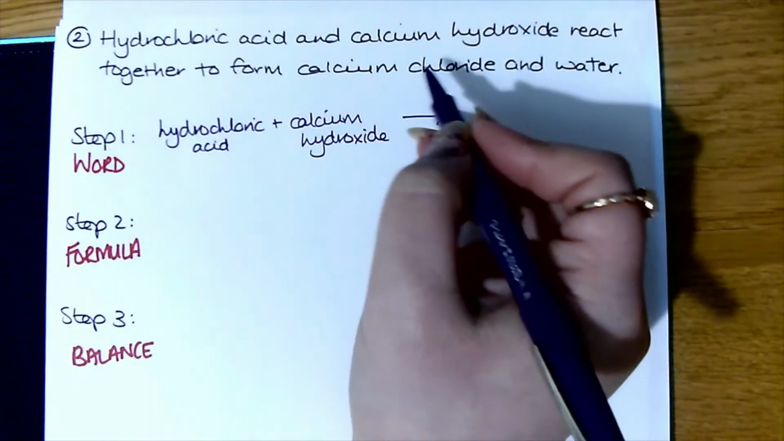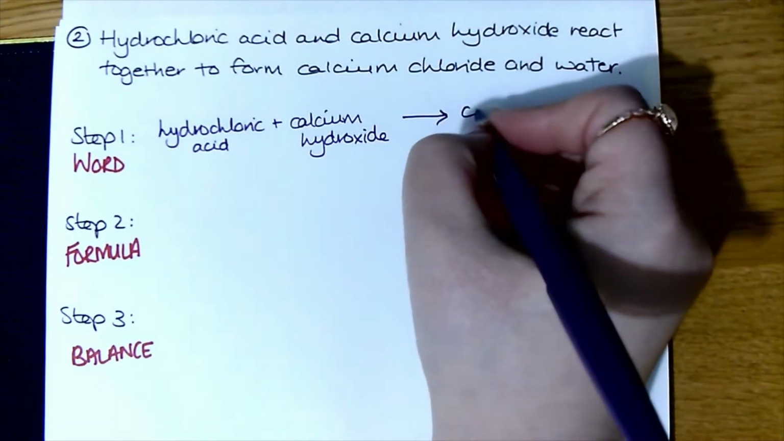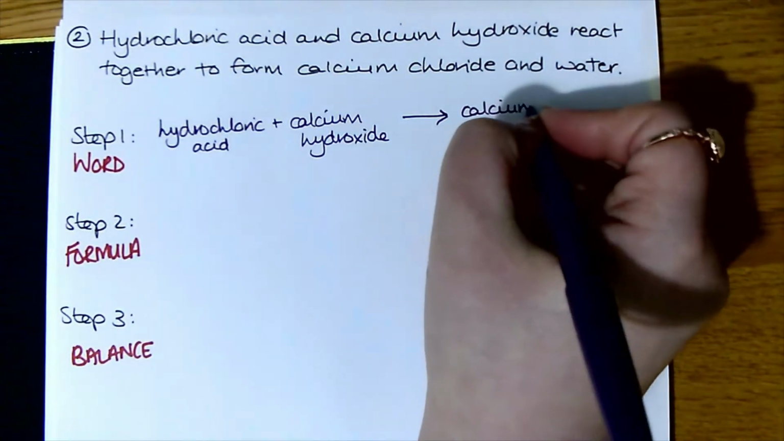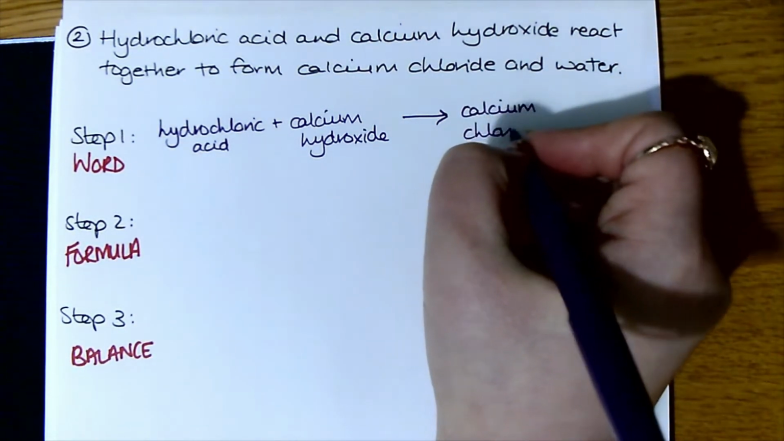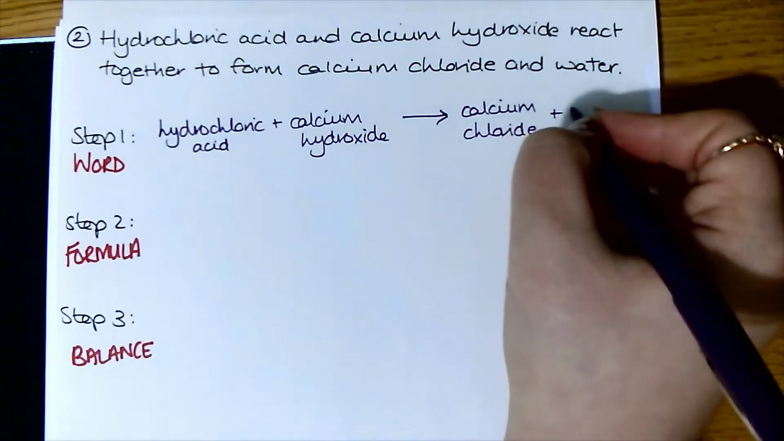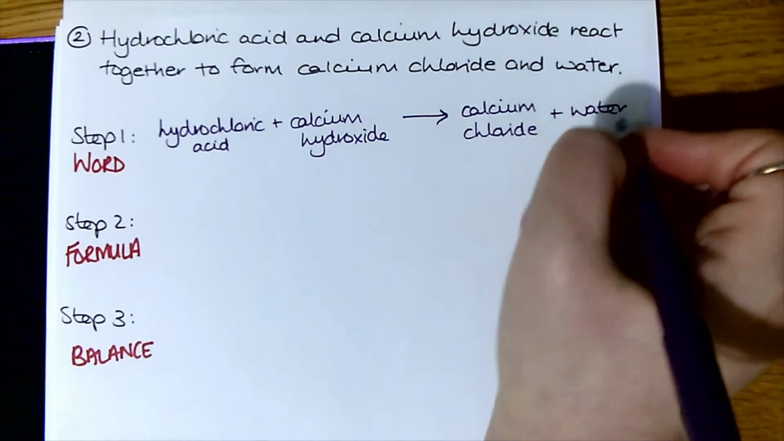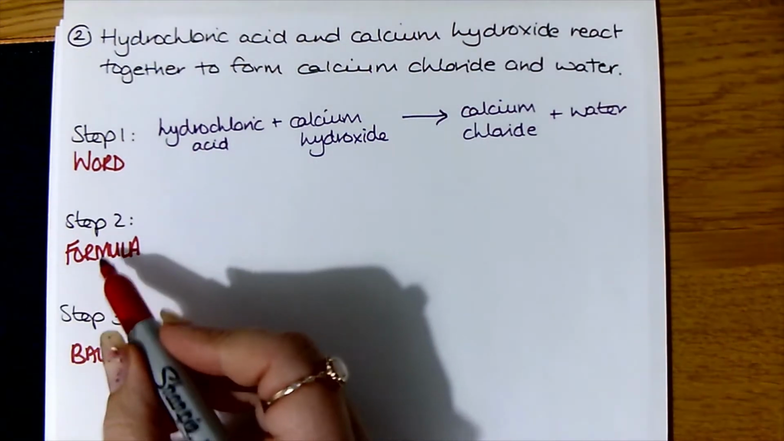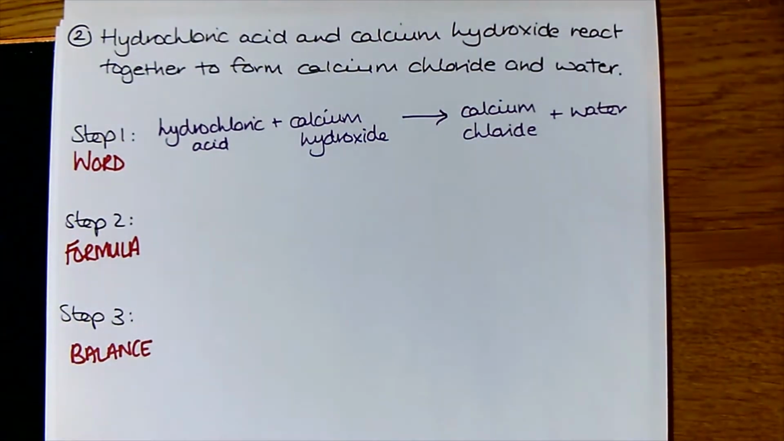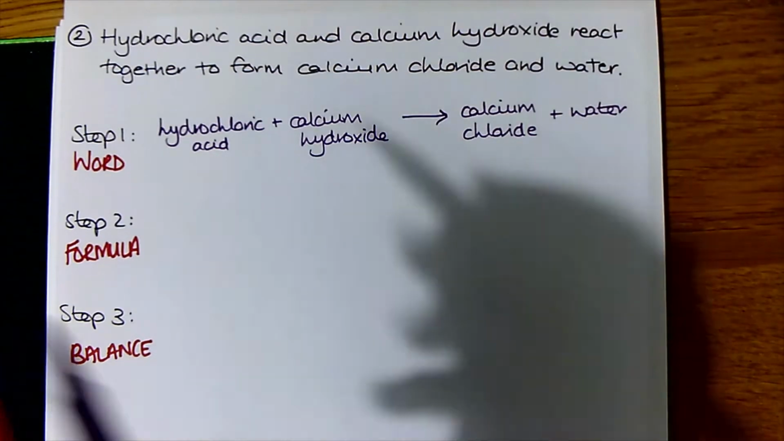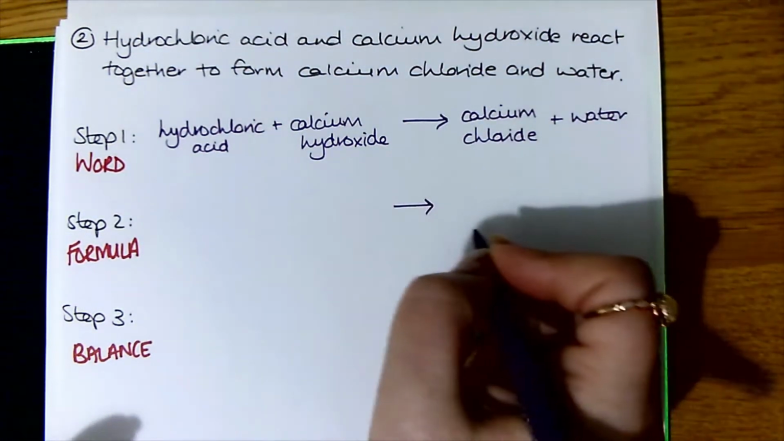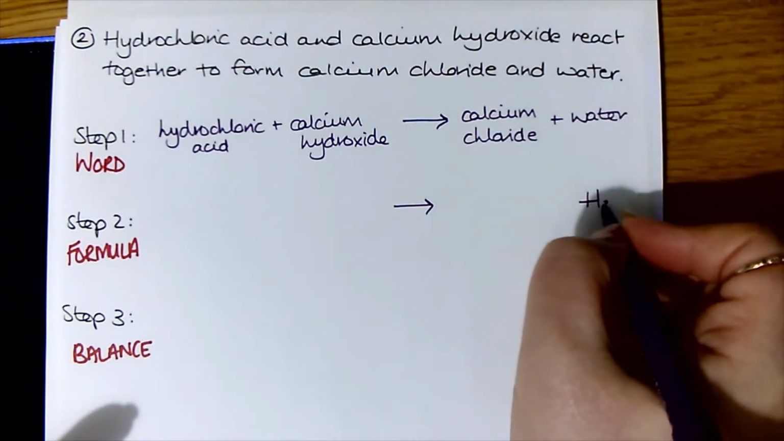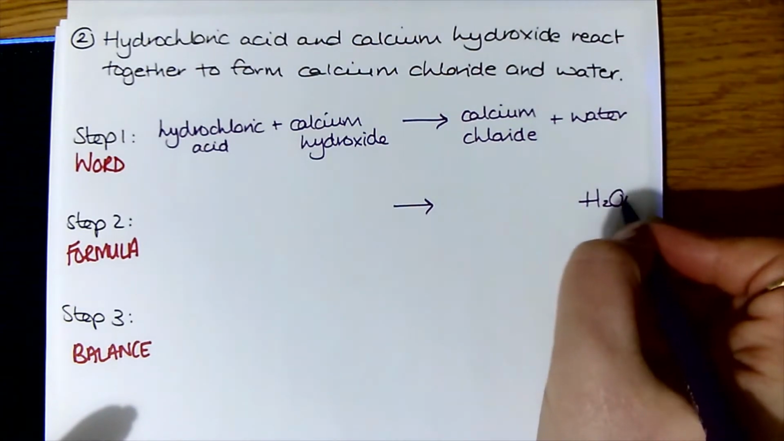React together to form calcium chloride and water. So here we have our two products, calcium chloride and water. Step 2, write your formula, starting with the simplest. So for this equation here, the easiest formula by far is the water.